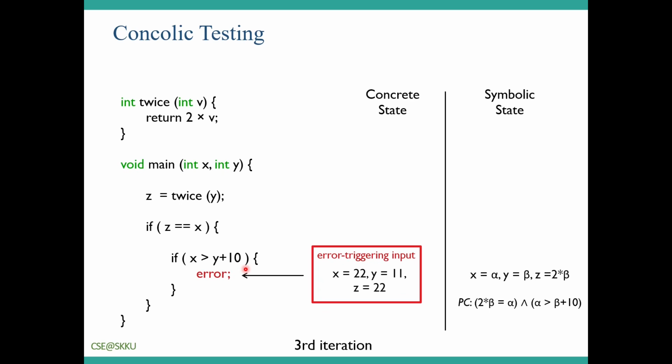This means we have successfully found the error-triggering input. As you can see, concolic testing is a much more systematic and effective approach compared to random testing. It does not rely on chance. Instead, it strategically explores different execution paths.